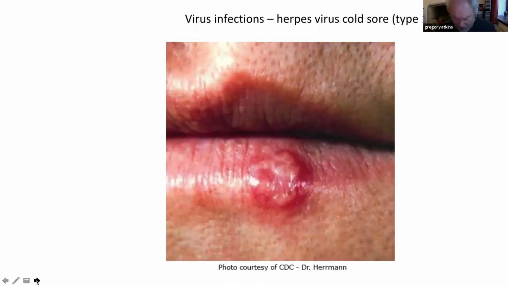Just to finish off this first session, I'll just show you some examples of common virus infections. Everybody probably has had these, quite a few people have had these cold sores. These are caused by a DNA virus called herpes virus. And this is because the virus was latent in the nerve cells of your face and has suddenly erupted to form this cold sore. So this is herpes type 1.